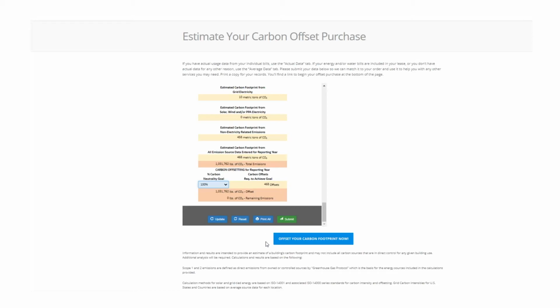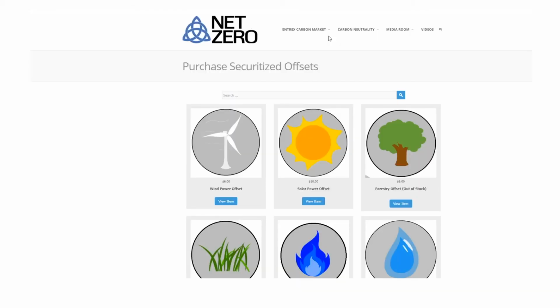If you want to move forward into purchasing carbon offsets, you can select the Offset Your Carbon Footprint tab, and that'll take you to the Entrex carbon market, where you can select the type of offset you wish to purchase. If you choose to offset your carbon footprint, you'll be taken to the Purchase Securitized Offsets page. Here we've made it easy to purchase securitized offsets within a Securities and Exchange Commission FINRA-regulated trading platform, the Entrex carbon market. You can learn more about Entrex by selecting to enter their website and reviewing their videos and information.